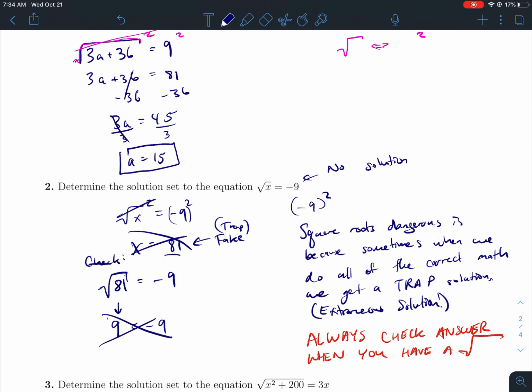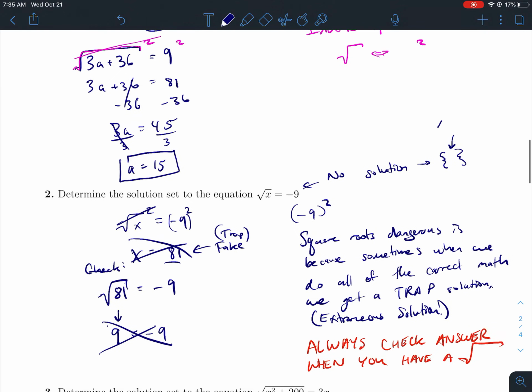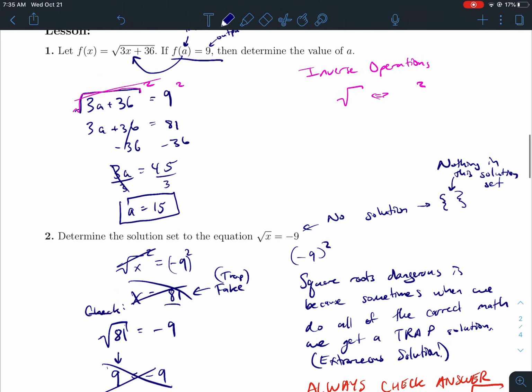Now there are a couple of notations that we use when we have no solution. We set up a set of solutions. And if we had any solutions, we would have put the solutions inside of those curly brackets. But because we have no solutions, there's nothing in this solution set. I think that's good for now.